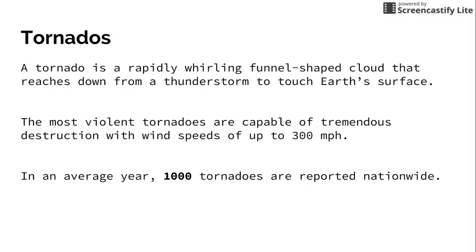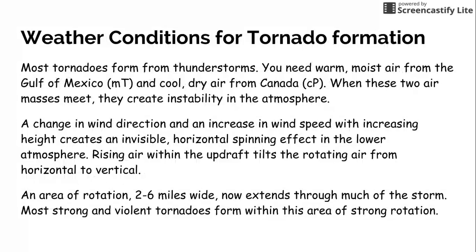So let's move on to talk about tornadoes. It's a rapidly whirling funnel-shaped cloud that reaches down from a thunderstorm to touch Earth's surface. The most violent tornadoes are capable of tremendous destruction with wind speeds of up to 300 miles per hour. In an average year, there's about 1,000 tornadoes that are reported nationwide.